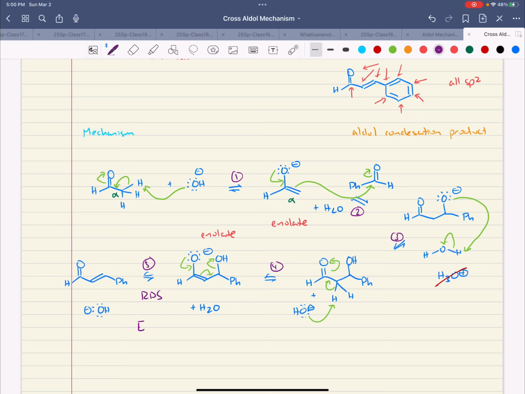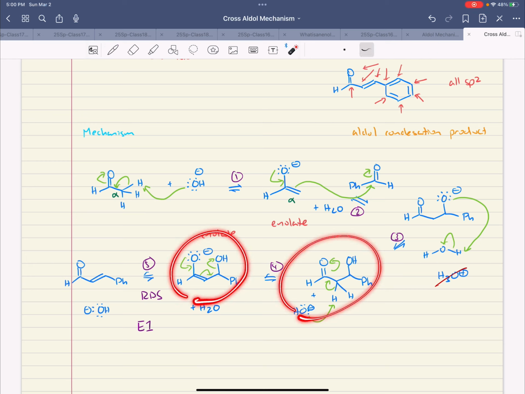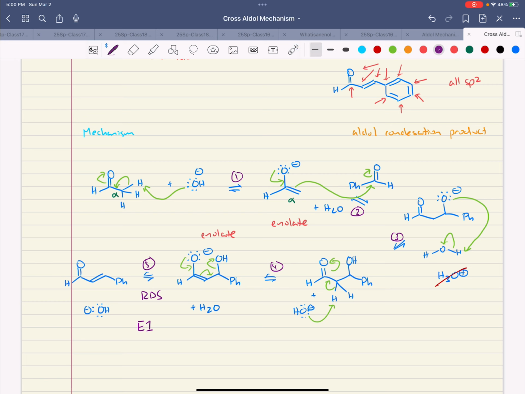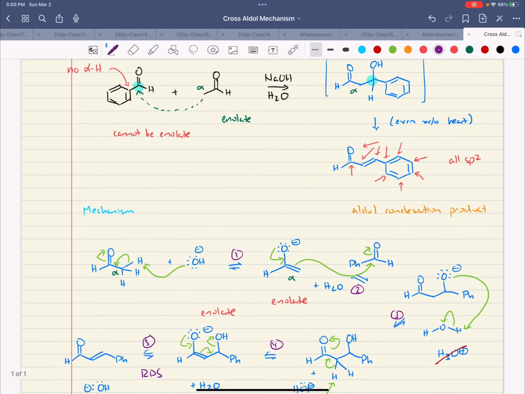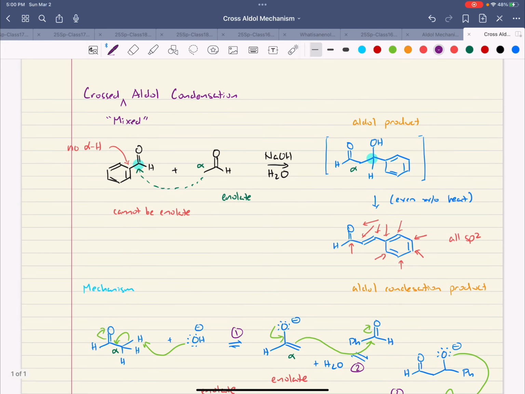So this is E1, but it's not the typical E1 where you form a carbocation. It's an E1 where you form the conjugate base. This is the conjugate base of this. This is a special mechanism called E1cB. Okay. 5 steps is, again, even if it's crossed, just like the self-aldol.